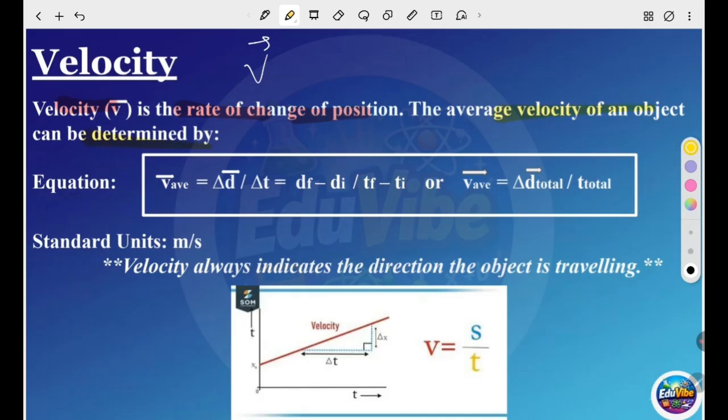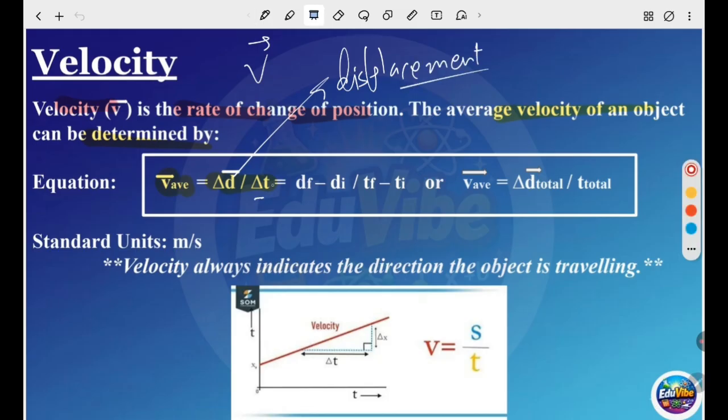The average velocity can be determined as average velocity equals delta d upon delta t. Here delta d is displacement, and delta t is the time the object takes to make that displacement. Delta d is the change in displacement, which is final displacement minus initial displacement, and delta t is final time minus initial time. We can also get the average velocity by total delta d divided by total t.